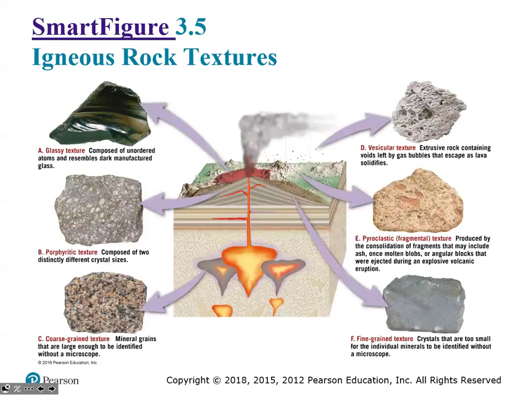So here's some examples. A glassy texture is composed of unordered atoms and resembles dark manufactured glass. Porphyritic texture is composed of two distinct different crystal sizes. This happens when you have two different rates of cooling. Coarse grained is where the mineral grains are large enough to be identified without a microscope.